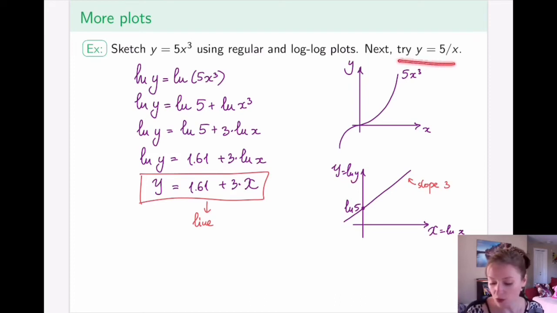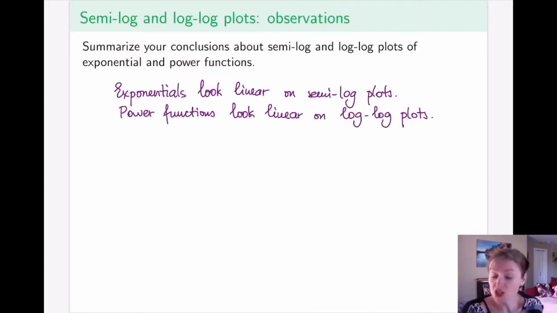Okay? Try to do the same thing. I'm not going to go through this. It's very similar, but try to do the same thing with 5 over x, which is just 5x to the power minus 1, to see how the negative power will affect the outcome. Exponential functions look linear on semi-log plots, and power functions look linear on log-log plots.